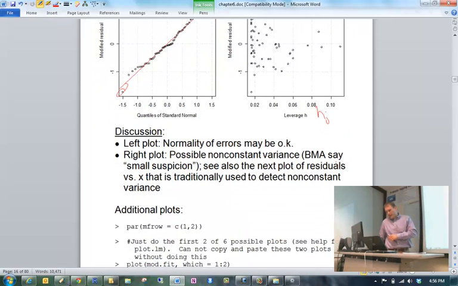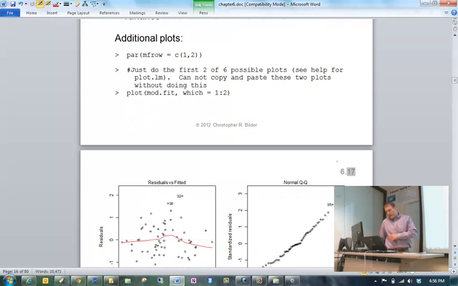You can also get some other plots out from the results from the LM function. Remember that the plot function is a generic function in R, and there happens to be a method function called plot.lm. And this will automatically give you, if you use then the results from the LM function, up to 6 possible plots.